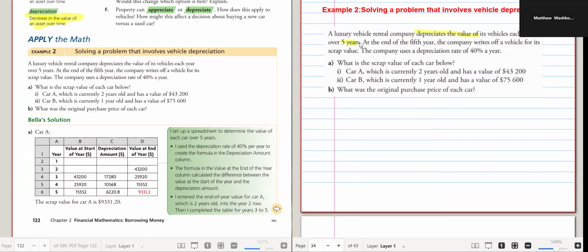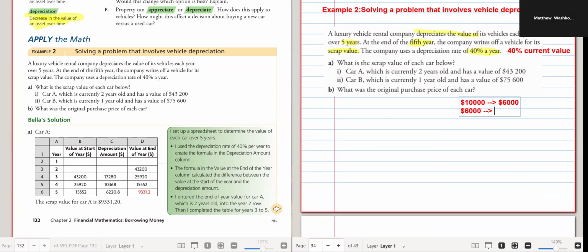Now we're going to be sticking with the simplest conception of this because it's a very complex thing. But at the end of the 5th year, the company writes off the vehicle for its scrap value. It uses a rate of 40% per year, right? So it takes off 40% of its current value. So, for example, a $10,000 car would be worth $6,000 at the end of year 1. But then I'm not taking off another 4,000, I'm taking off 40% of 6,000. So I'm just picking random numbers here.